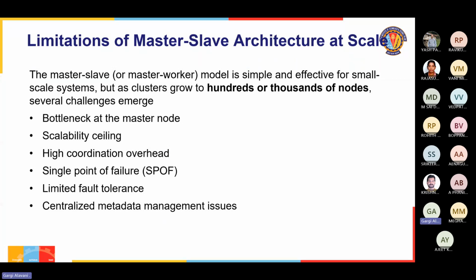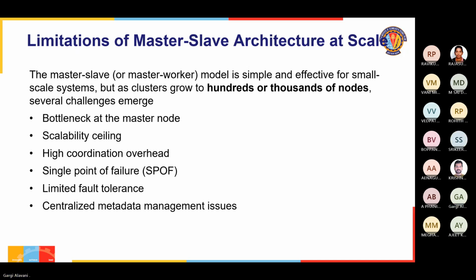The master node also has a centralized metadata management issue. By metadata, I mean file locations and what tasks are assigned. This metadata is stored centrally. The size and access time grow when you have more and more worker nodes connected. So this will eventually slow everything down because the metadata is centrally managed.